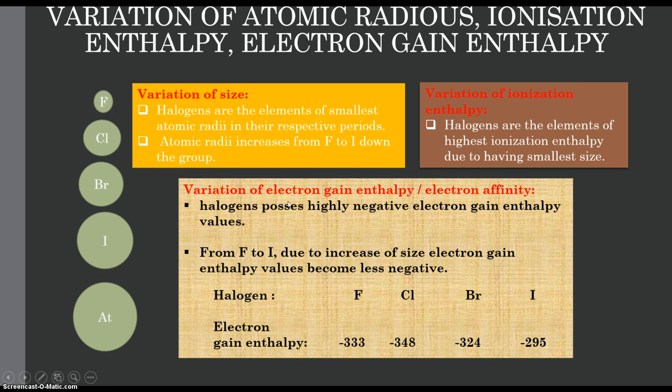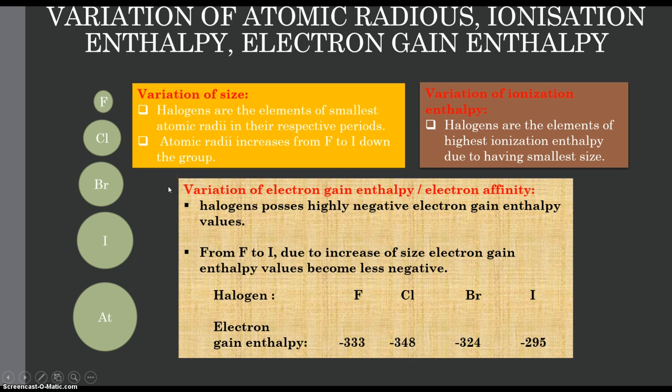Now, as the size of the elements is increasing from fluorine to astatine, we can expect that the ionization enthalpy of the elements decreases from top to bottom, from fluorine to astatine or from fluorine to iodine. Ionization enthalpy decreases because the size is increasing. So consequently ionization enthalpy will decrease, right?